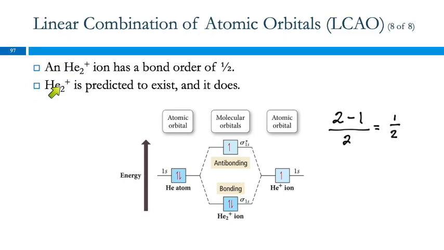Some of these very weird things we're looking at here only exist under extreme situations. You're not going to find He2 plus ions floating around in the air. They're not going to exist there. But on the surface of the sun, maybe so, right?